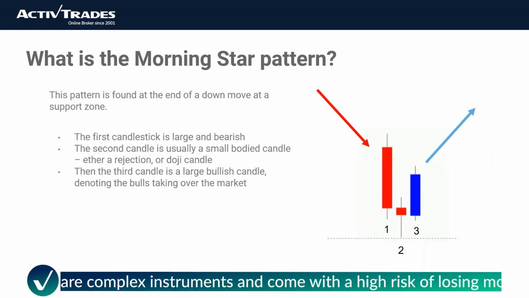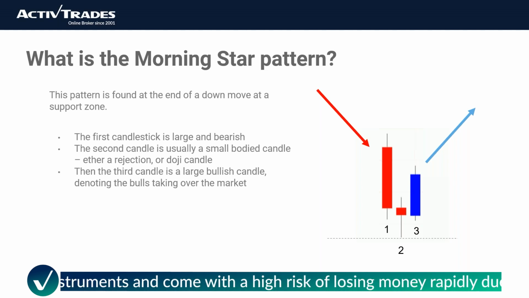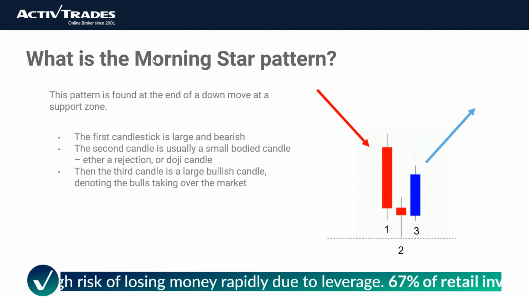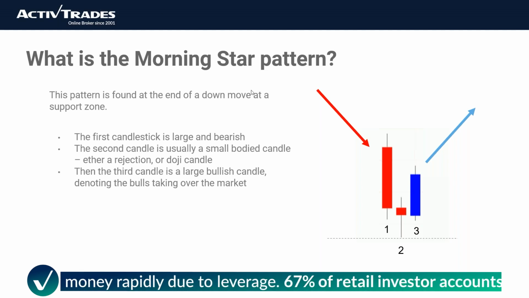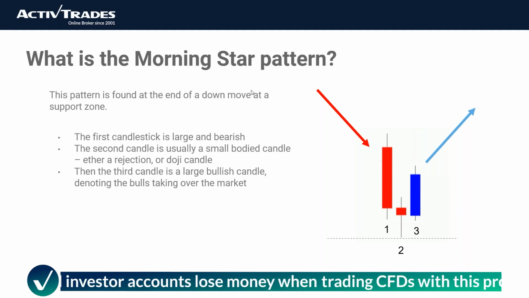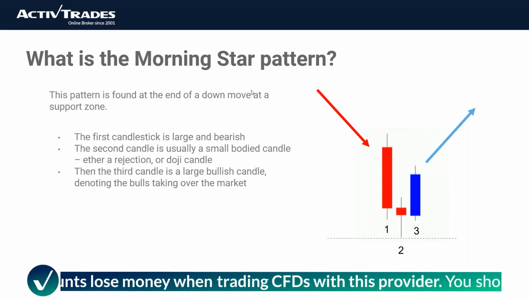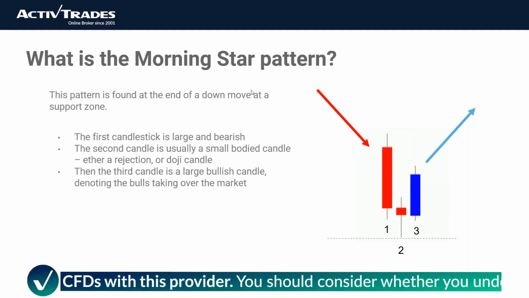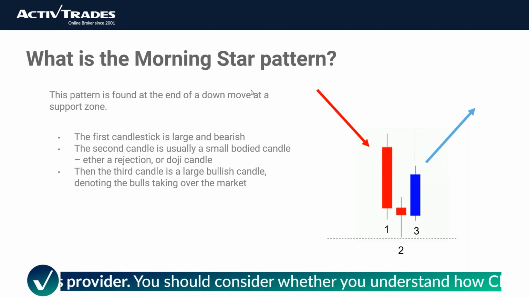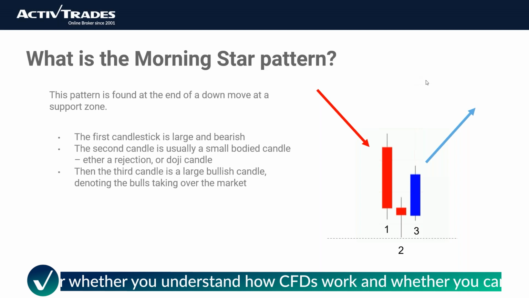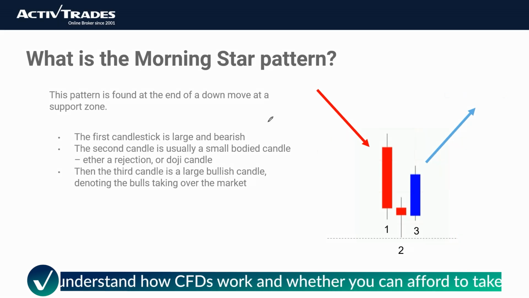So let's have a little look at the morning star pattern. This pattern is found at the end of a down move, at the end of a downtrend, preferably at a support zone. Remember, you hear me talk about it all the time. What we like to see is a confluence of events. This is where two, three, four things come together at one time and place in an effort to give us an indication of a higher probability of price moving in one direction over another.